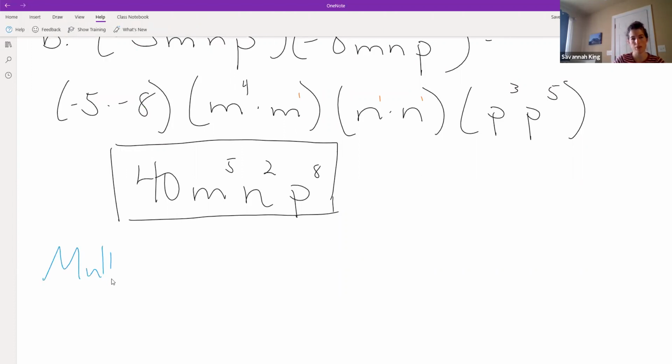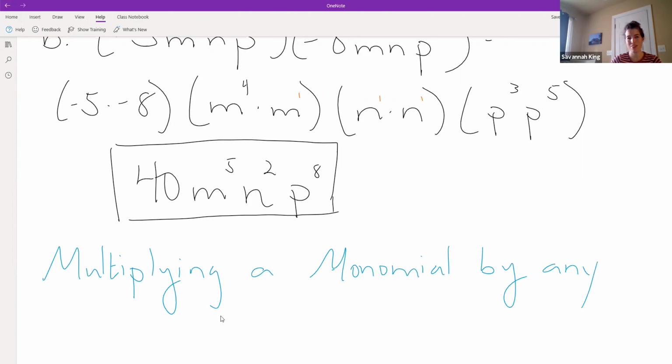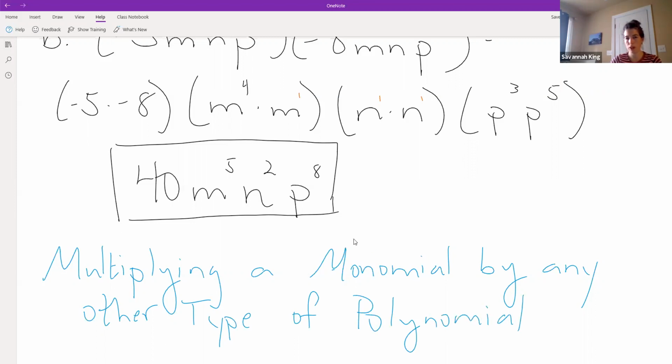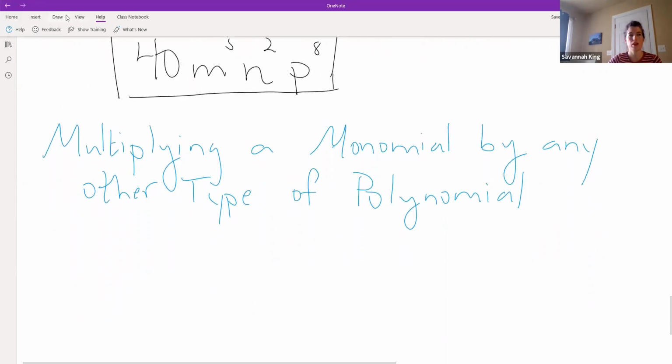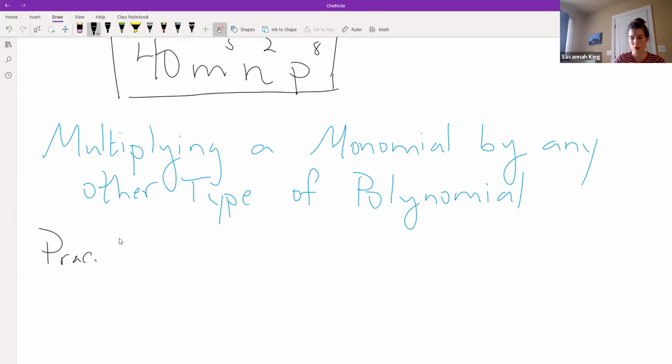This time we're multiplying a monomial by any other type of polynomial. So, in other words, we'll have a one-term polynomial, but the other polynomial can be 2 terms, 3 terms, 5 terms, we don't care. We just care that one of them happens to be a monomial. And what that looks like, they give us a pretty healthy selection here in the second practice problem.